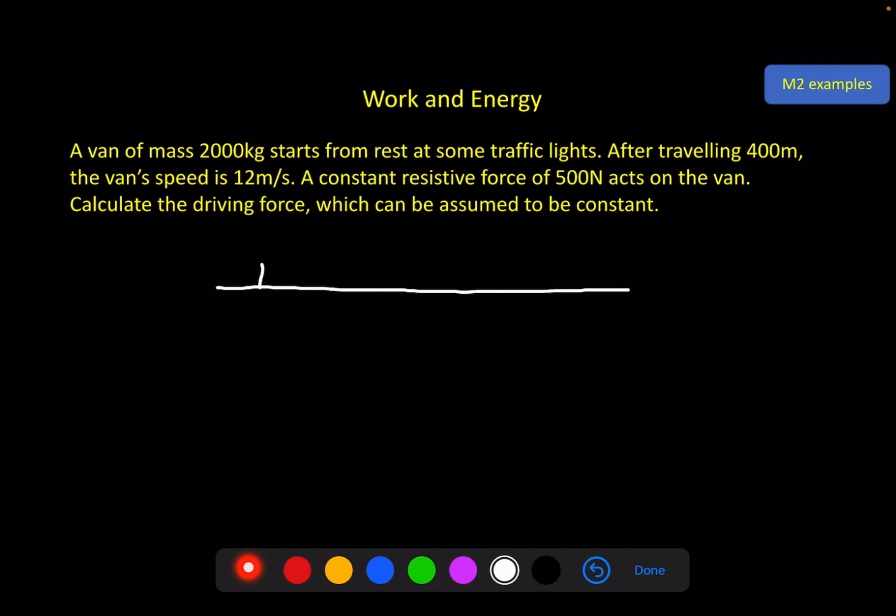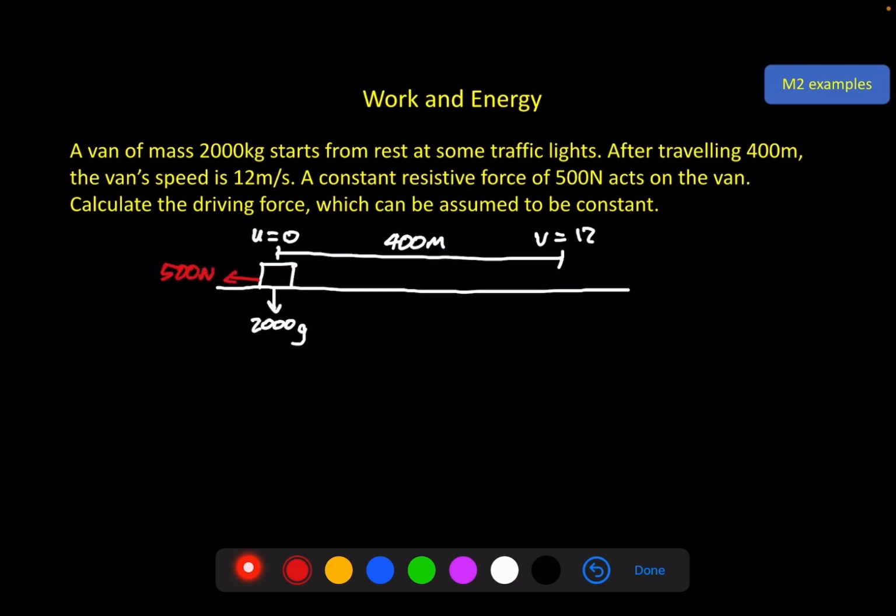So we've got a van. My van looks suspiciously like a box, I know. Just makes it easier to draw. 2000 g for the weight, although we're going to be using the mass. Initial speed 0, final speed 12. Distance between them 400 meters. The forces, we've got a constant resistive force of 500 newtons. There's no element of the weight because I've assumed it's on a horizontal ground. And of course the driving force from the engine.